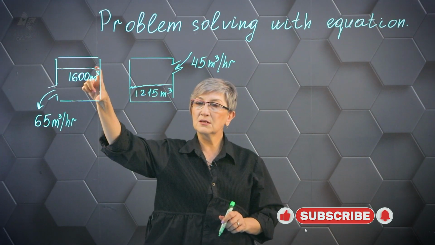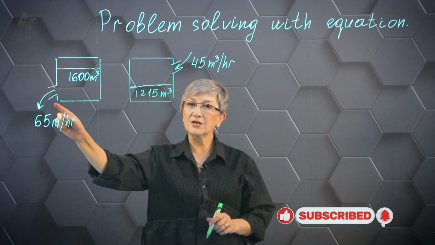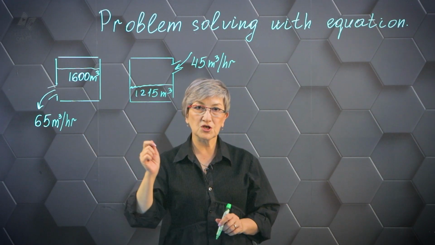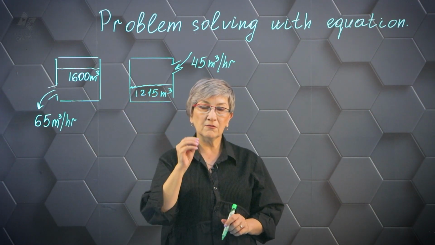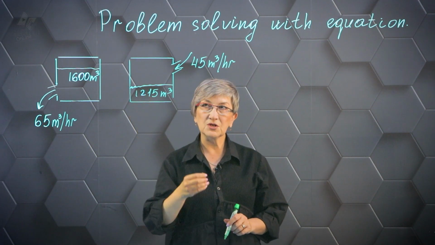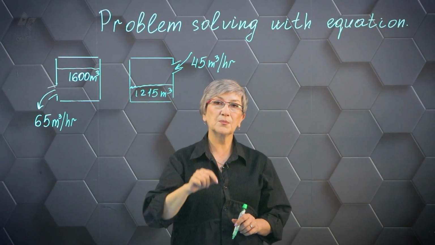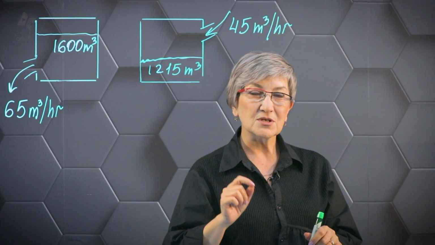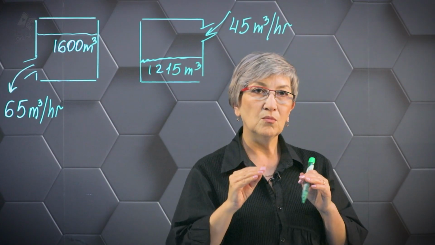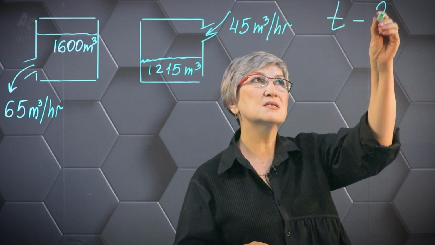Two pools. One pool has 1,600 cubic meters, and water is pumped out of this pool at a rate of 65 cubic meters per hour. And in the other pool at the same time there are only 1,215 cubic meters, and water is pumped into the second pool at the rate of 45 cubic meters per hour. The question is, how long before the volume of water in these pools will be the same? We need to write the time in the answer.